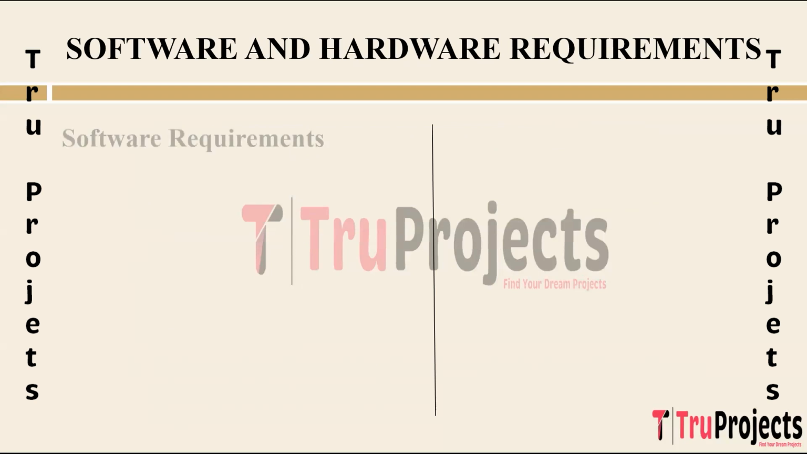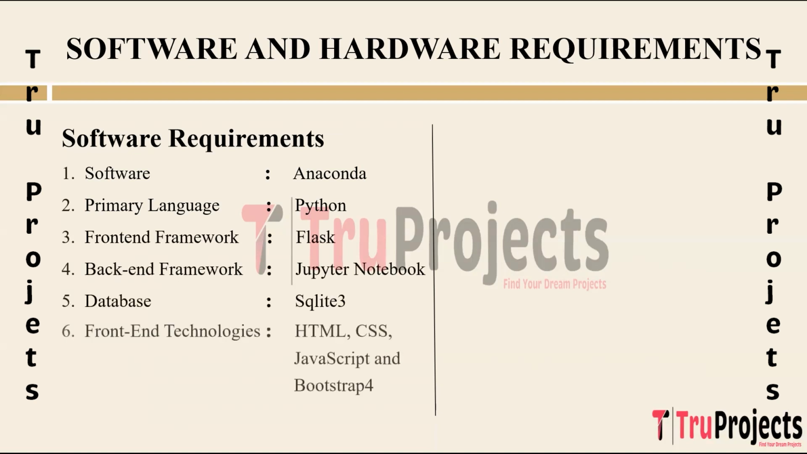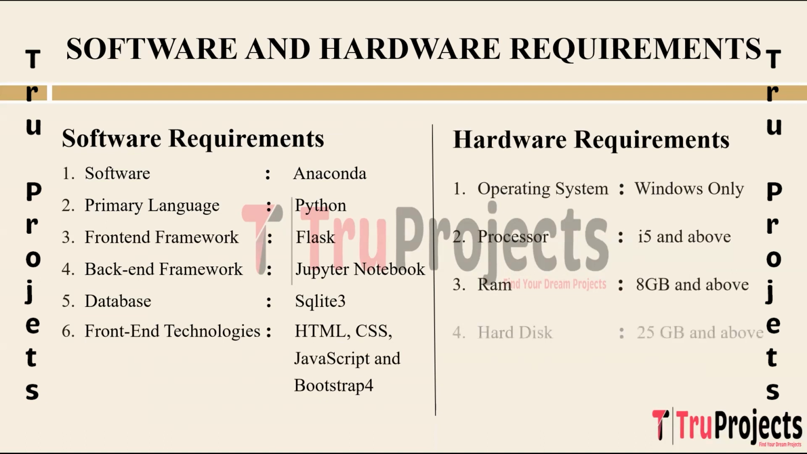Software and hardware requirements. Software requirements of the project are: software is Anaconda, primary language is Python, front-end framework is Flask, back-end framework is Jupyter Notebook, database is SQLite 3, front-end technologies used in the project are HTML, CSS, JavaScript, and Bootstrap 4. Hardware requirements of the project are operating system of Windows, processor of Intel i5 and above, RAM of 8 GB and above, hard disk of 25 GB and above.